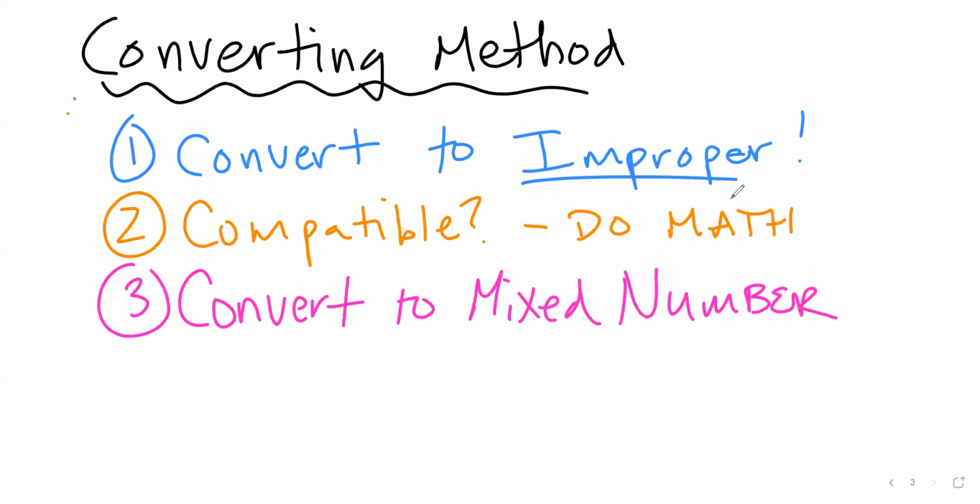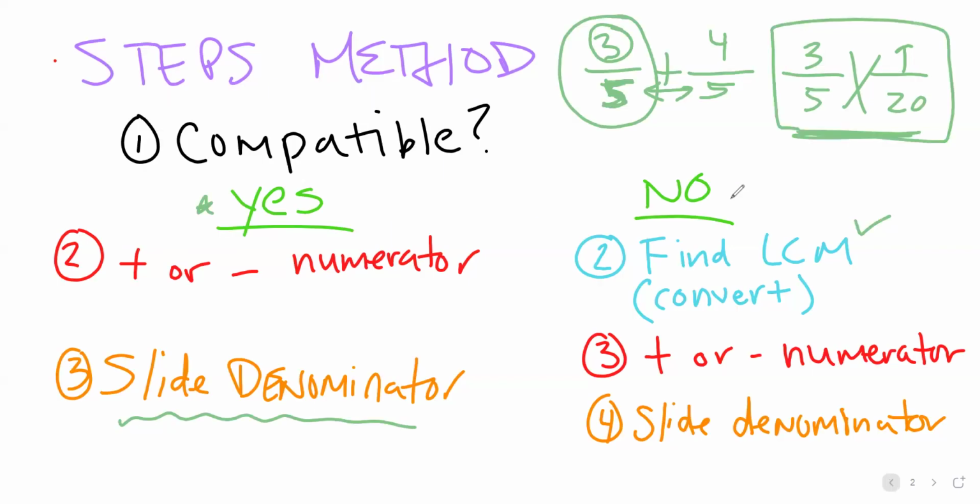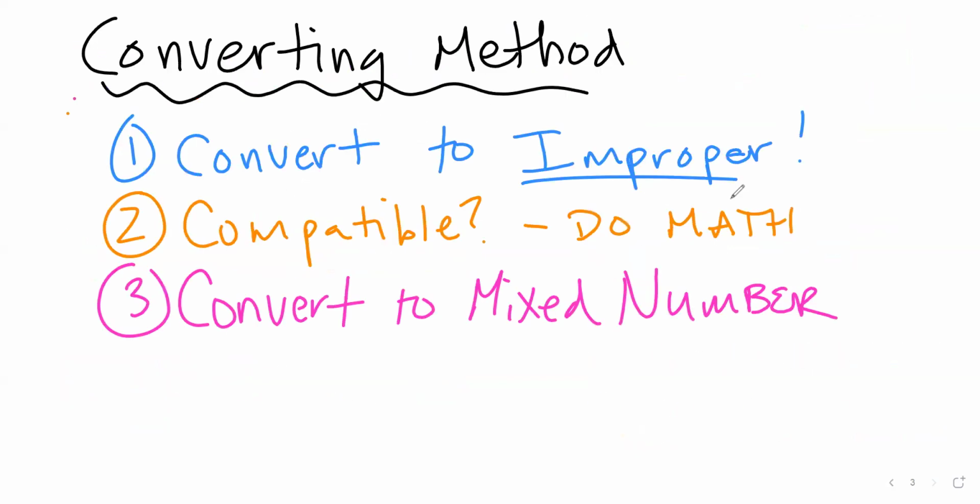Our second method is this newest one, where we use the concept of converting to improper fractions, asking the question of whether they're compatible, and then doing the math. Do the steps that we see in here, and then convert it back to a mixed number to get an answer. So with that being said, let's just dive in today.